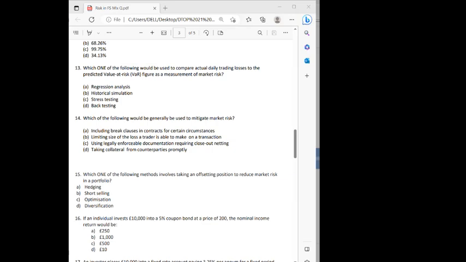Now this time you are comparing your plan versus predicted. You go back and see whether what you predicted was correct. That is called back testing. The answer is D. Most of you have given the correct answer.